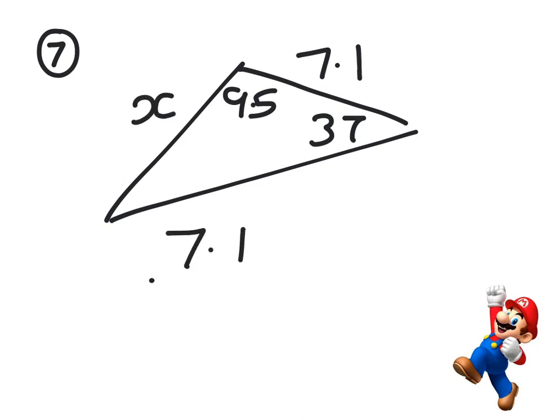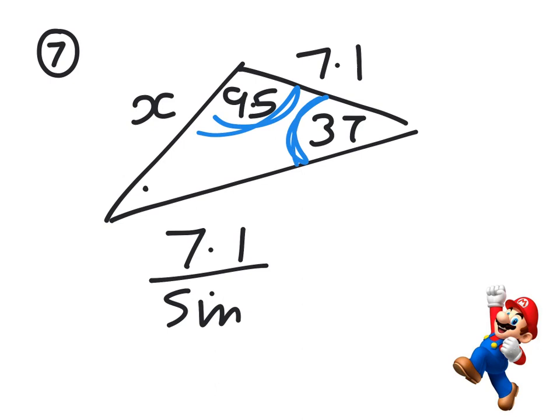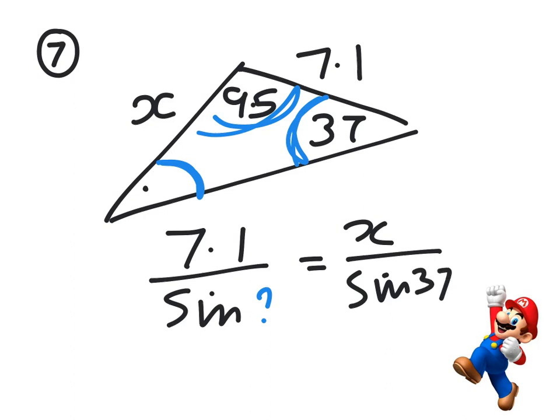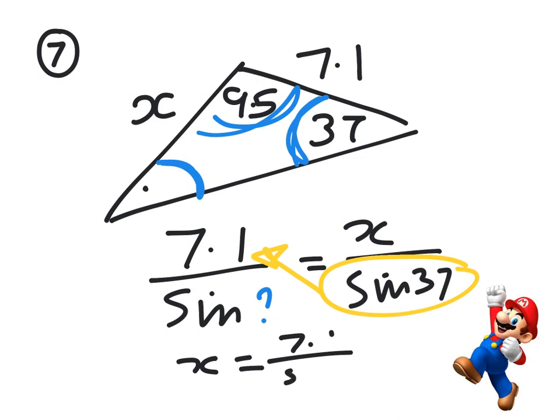So we're going to do 7.1 over sine, this number. Oh, we didn't have that. However, if that's 95 and that's 37, we can work out what this number is. So we can put that in there, is equal to the x that you're trying to find divided by sine 37. How am I going to get the answer? This here is going to pop over to this side, and I get x equals 7.1 over sine, whatever that angle was, times sine 37.